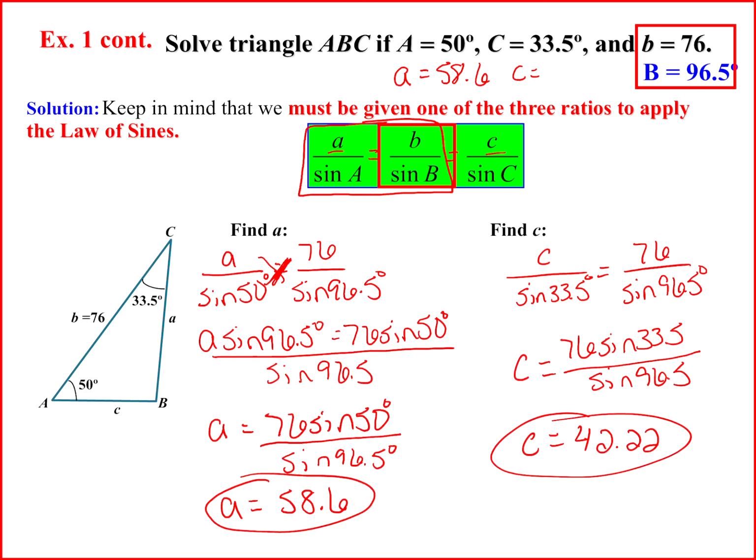We're going to be rounding everything to 2 decimal places. That's what I'll ask you to do on a test, so I recommend just getting used to that now. So now we know our little c is 42.22. We know all 6 pieces of information. 3 are given, and we found 3, so we are good to go.